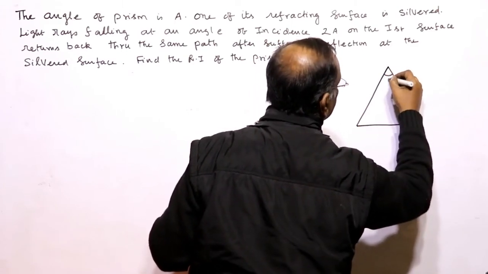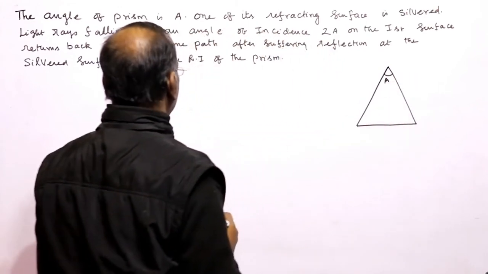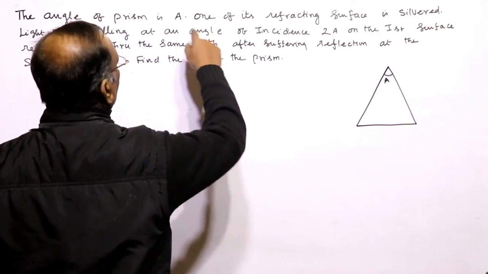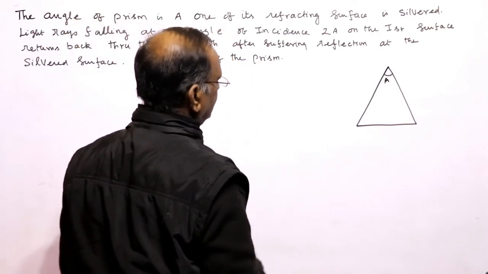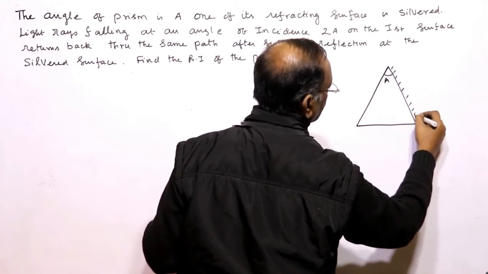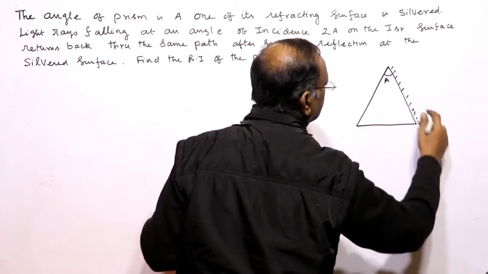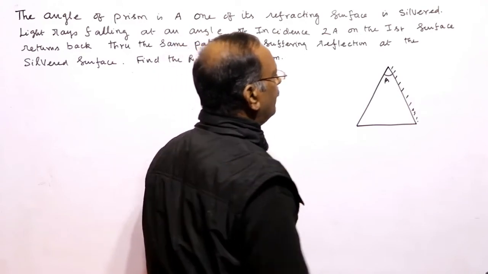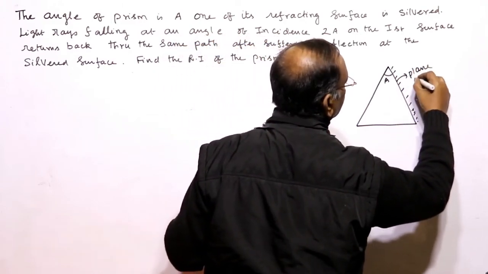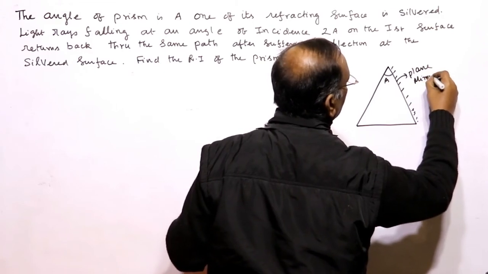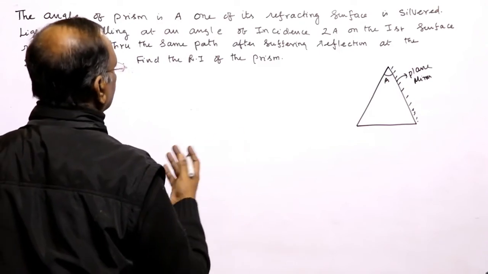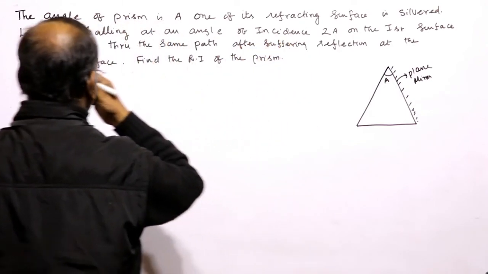Its angle is A. The angle of the prism is A, and one of its refracting surfaces is silvered. So this silvered portion behaves as a plane mirror. Rays will not go out of it; they will get reflected back at any angle. Its refracting surface is silvered.